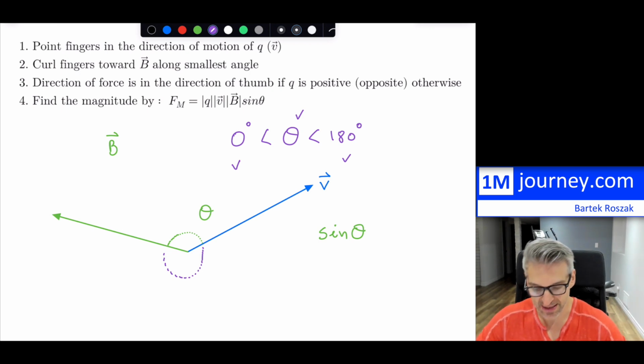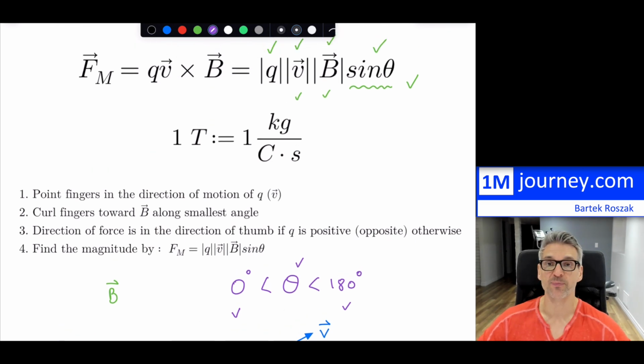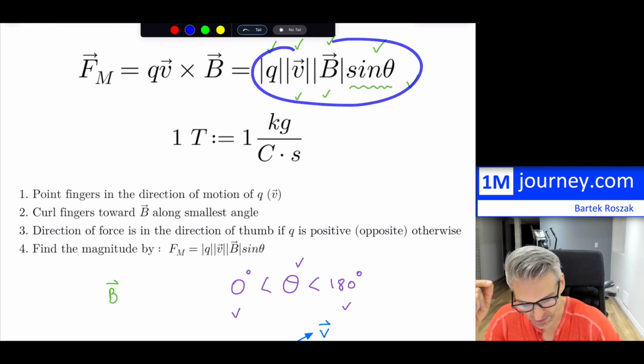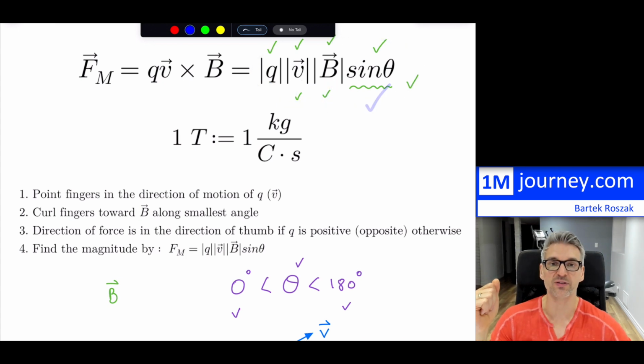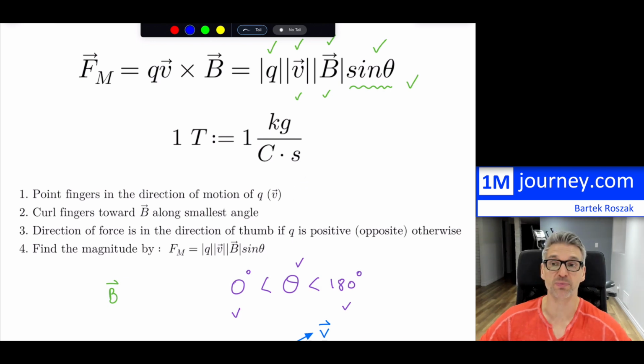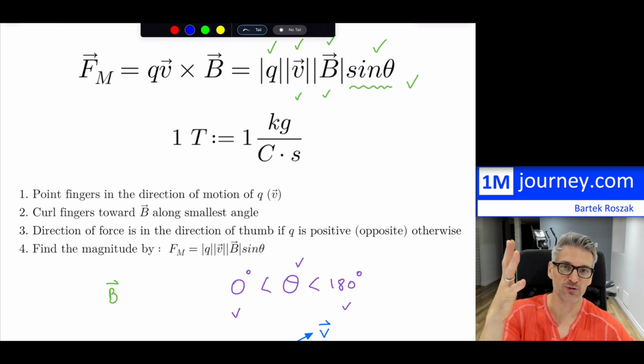With that being said, let's see how we can utilize this through a step-by-step process. This is what I do. First off, the magnitude can be found by simply multiplying the charge, the speed, the magnetic field strength, and then the sine of the angle. If you have all of that, you'll find out what the magnitude of the force is. Now, what if I wanted to find the direction? Because force has a direction, and that will utilize the right-hand rule.